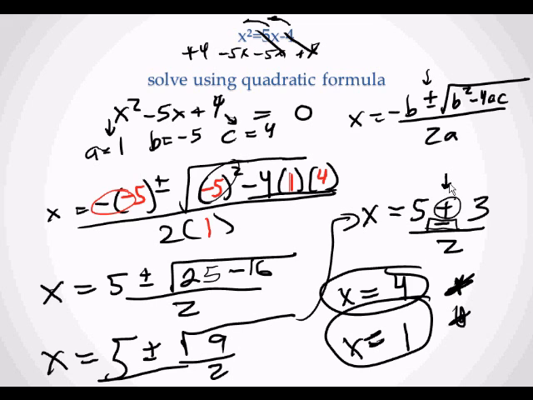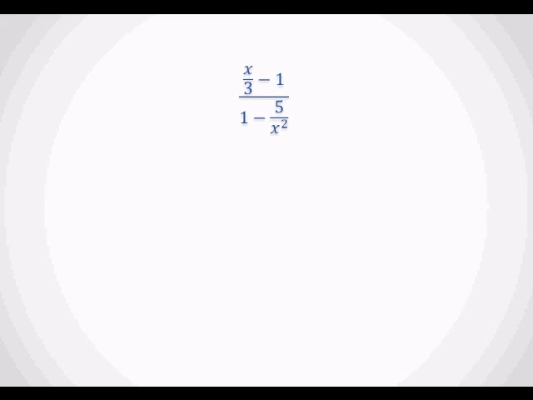Here are my solutions using the quadratic formula. X equals 4 and x equals 1. Those are my two answers. That's how you use that plus or minus there. And you see, you could have factored this to x minus 4, x minus 1, and solved for 4 and 1.